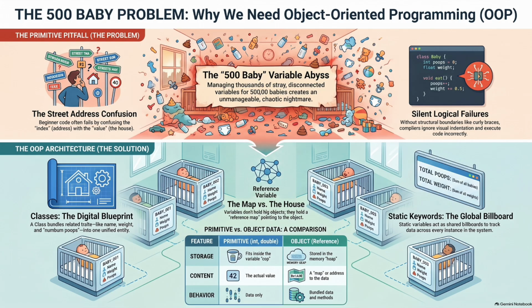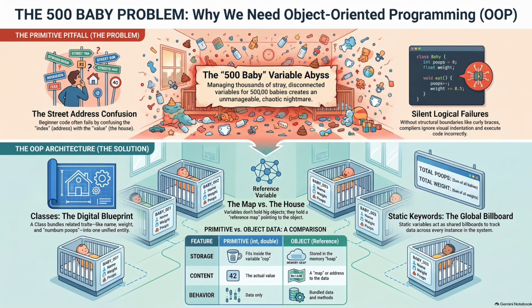But wait, this creates a huge physical problem for the computer. If a primitive number fits into a tiny little memory slot, a baby object with strings and methods and booleans is huge. How does the computer store that? It's a completely different mechanism. And this brings us to one of the most crucial concepts in Java, the difference between primitives and references.